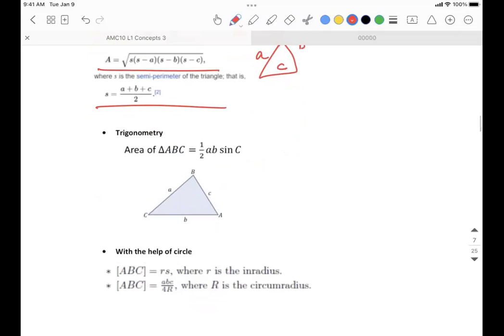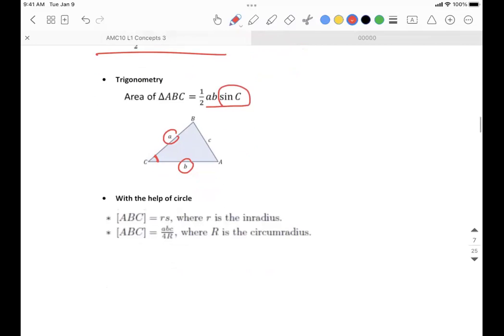The third one is using some trigonometry. It goes like this. Let's say I have a triangle, with sides A, B, and angle C. How can I determine the area of my triangle? It's going to be one half A times B times sine C. It means the product of two sides and their included angle, right? Which makes sense, right? Yeah, and also we can use these two things.